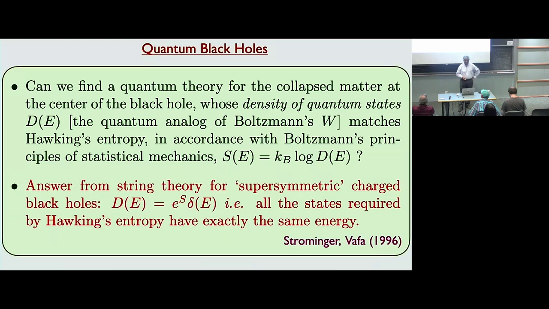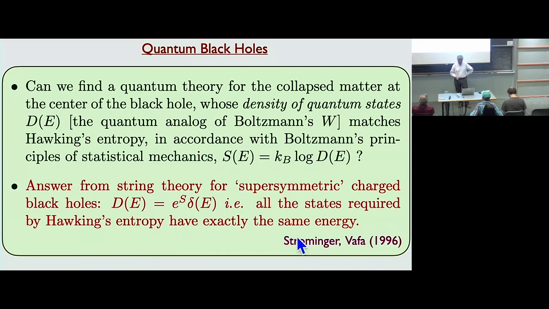All right, so this is a question that has been addressed, most famously in string theory, but it's only been addressed for supersymmetric charged black holes. And they get an answer which, to condensed matter physicists, is really bizarre, where, in fact, in this case, they do have a ground state entropy. There's an exponentially large number of states with exactly the same energy. And this is what happens as a consequence of the supersymmetry.